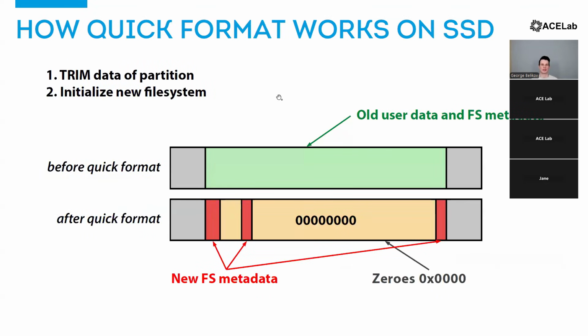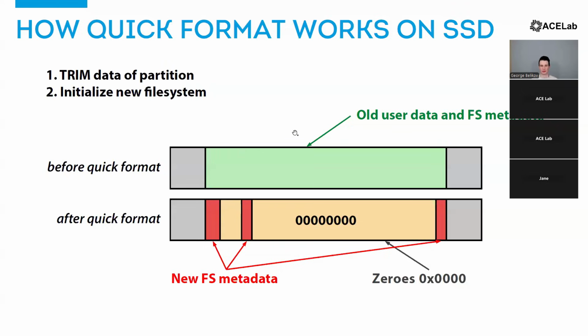So how does quick format work on SSDs, if we compare them with hard disk drives? Before quick format, we still have old user data and file system metadata, everything looks all right. After the quick format, the new file system metadata will be written to the SSD, and instead of the old user area, the SSD will see zeros. It will not immediately physically rewrite it, because that's impossible to do even on the fastest SSDs available on the market at the moment. So the SSD will just forget about these files. It will just think that it is filled with zeros. So it will initialize the new file system.